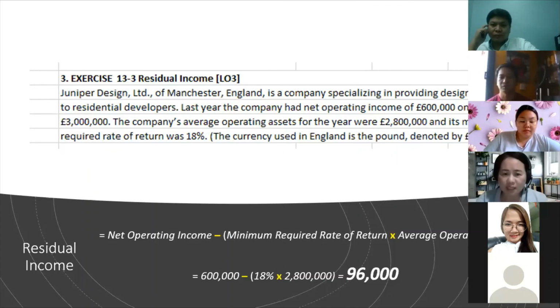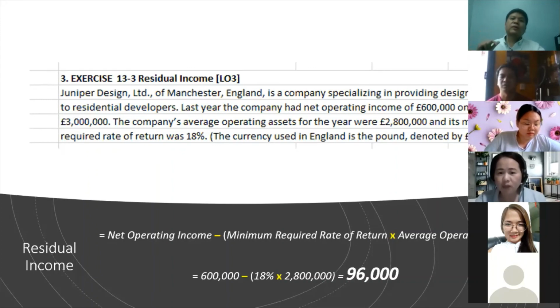So sa exercise natin, ang residual income equals yung £600,000 minus yung 18% required rate of return times yung £2,800 is equals to £96,000. Yun po yung sa residual.